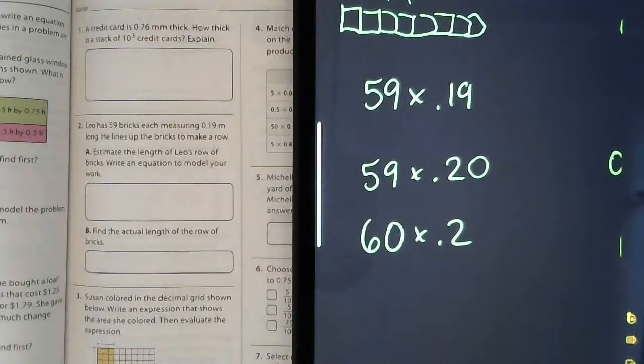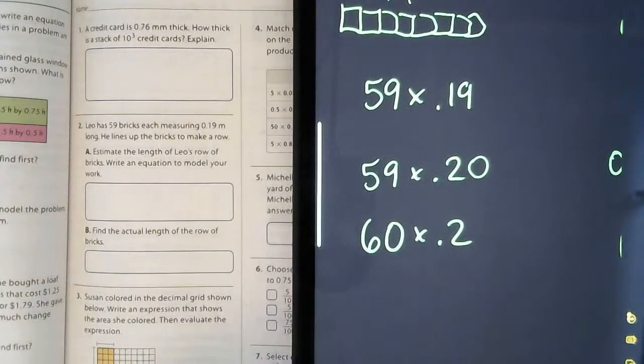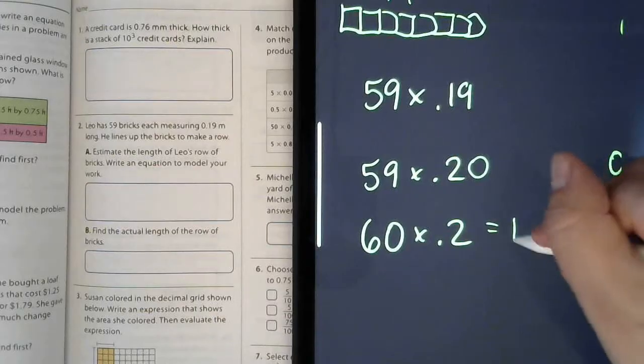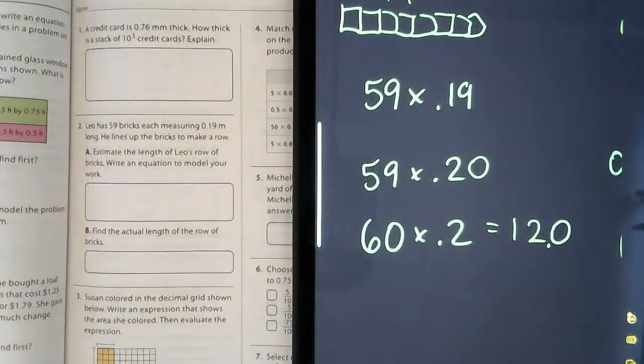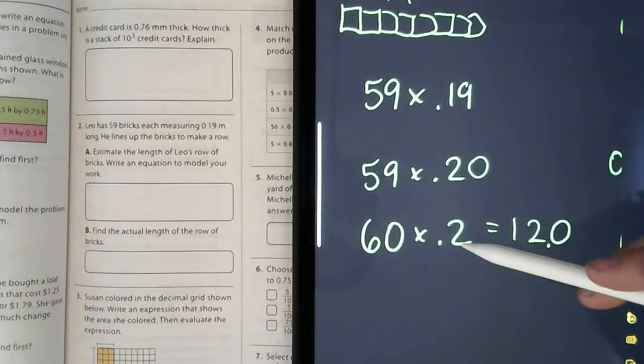That's something we might be able to do right inside of our own heads. Right? Just think 60 times 2, and then the decimal moves over 1 space. 60 times 2 is going to equal 120. And there should be a decimal over 1 space. That means my answer is 12. Now that is my estimated answer, right? Because I did some rounding.